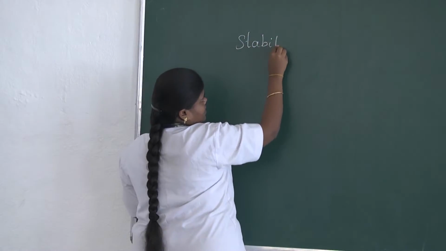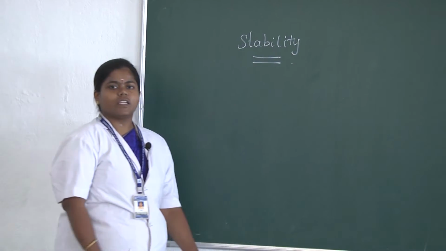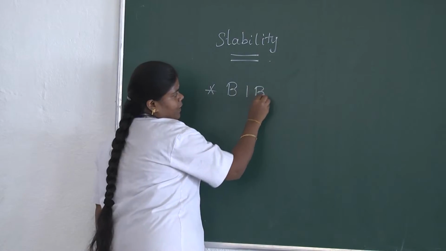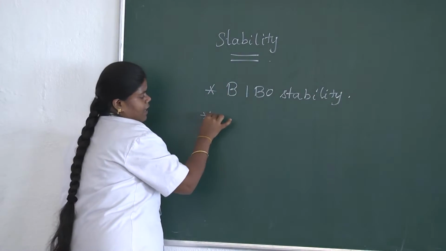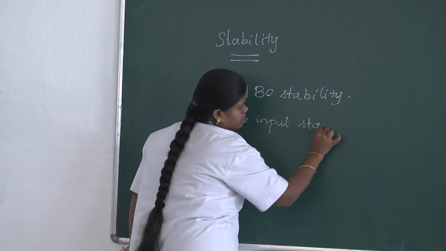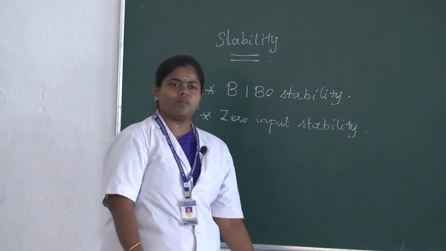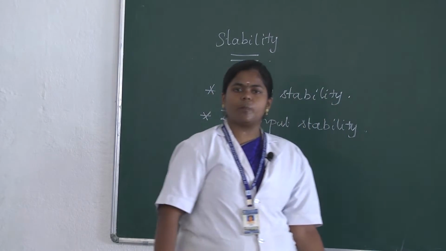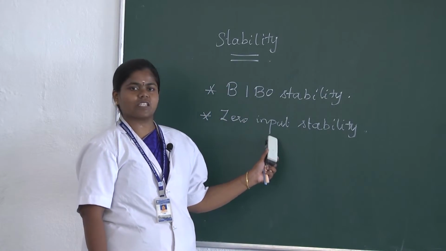Stability of the control system is the concept we are going to discuss now. It involves two concepts. One is the bounded input, bounded output stability, that is the BIBO stability. The other concept is the zero input stability. The first concept, bounded input, bounded output stability, states that whenever the input is within a bounded region, the output should also be in a bounded region. That is, the output should be finite in order for the system to be stable.